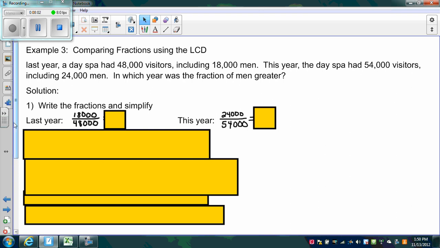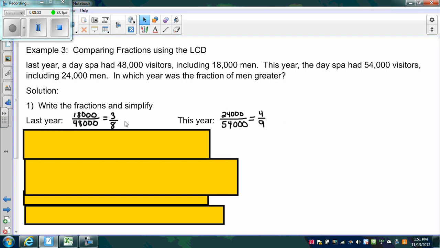So the first step in this type of problem is you need to write the fractions and then simplify them. So 18,000 needs to be simplified with 48,000. How can we make this a simpler fraction? Well, you can just cancel out the zeros and then find the greatest common factor of 18 and 48 and divide by that. And that will get you 3/8. The same thing here with the second one. 24,000 and 54,000 is 4/9.